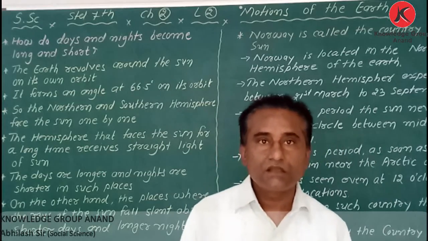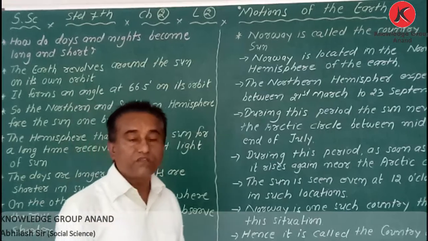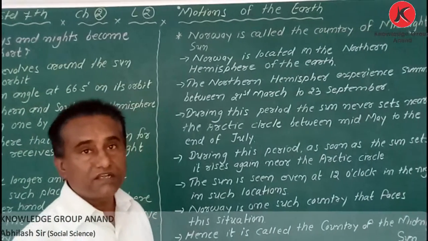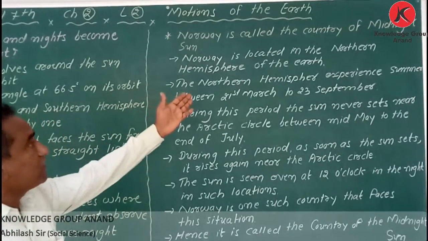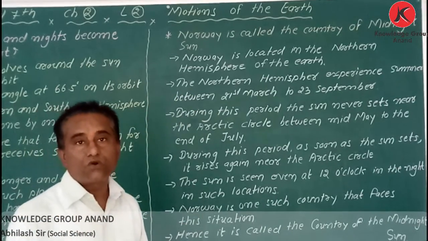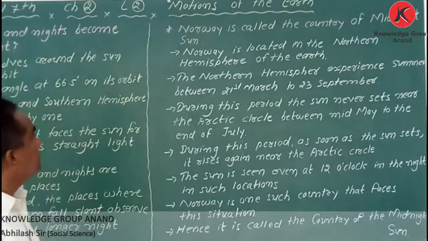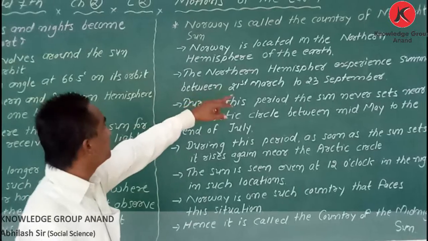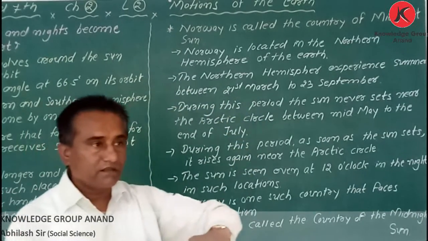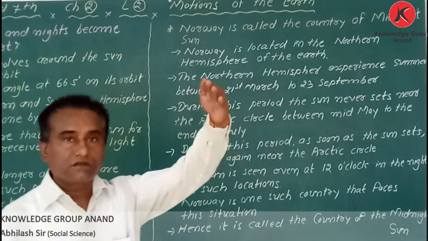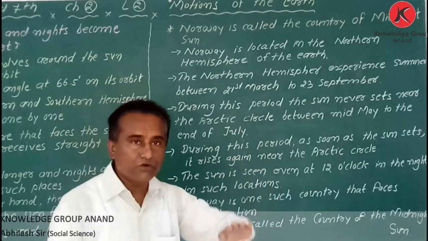Now, one more thing, my dear students. We know that Norway is one of the countries located in the northern hemisphere. Norway is called the country of midnight. Why is it called so? Norway is located in the northern hemisphere of the Earth, the part above the equator.